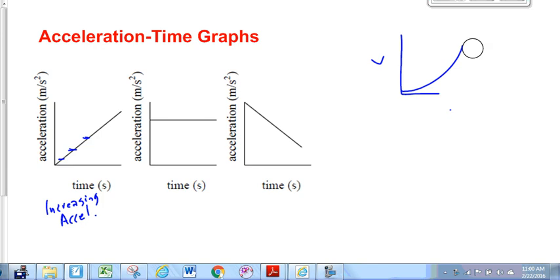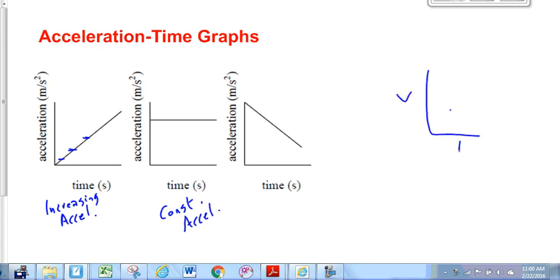What about the second one? We don't have the acceleration here isn't changing. So we're going to say it's a constant acceleration. If this was a velocity time graph, it would look like this. And finally, this would be a decreasing acceleration.